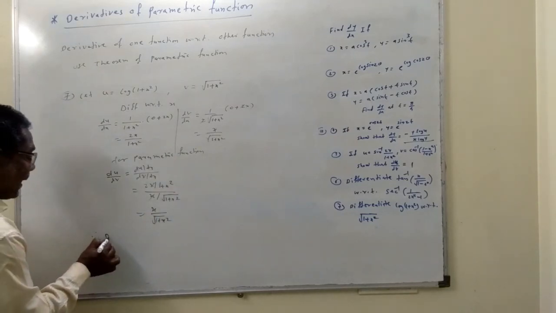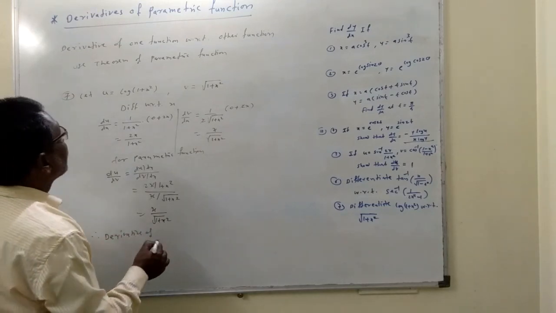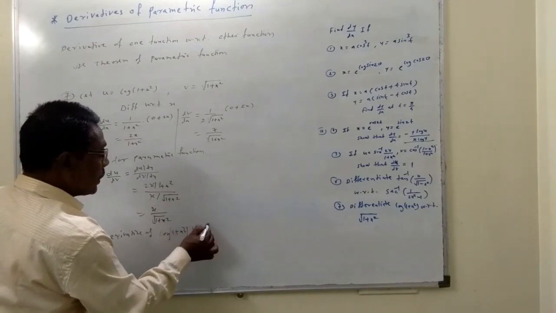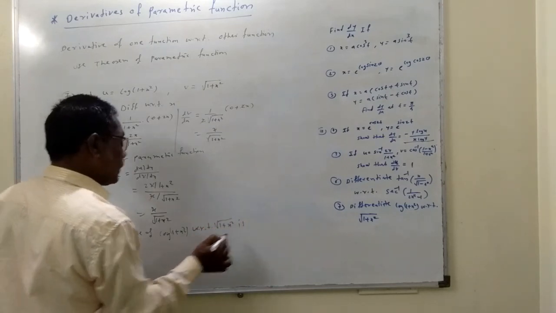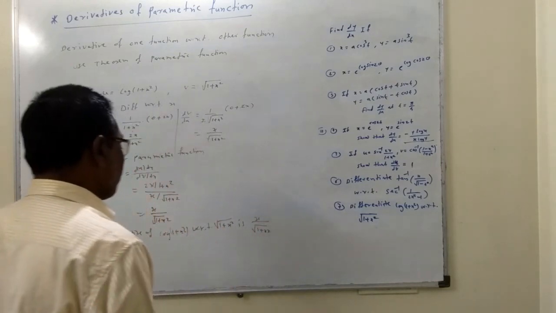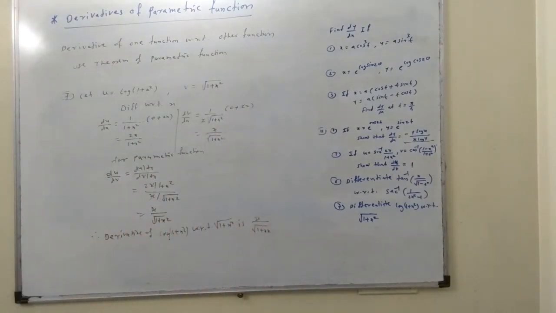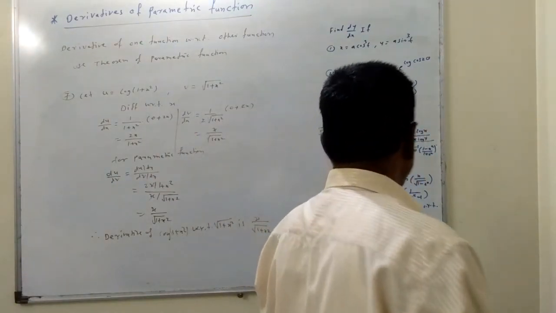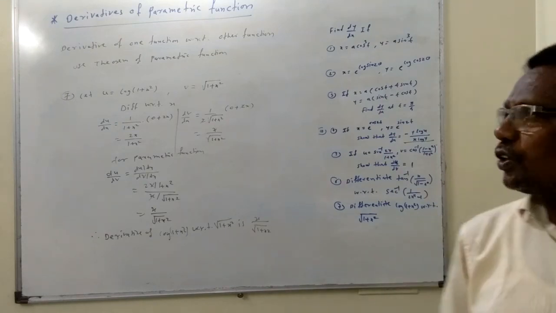So therefore the derivative of log 1 plus x square with respect to root 1 plus x square is x divided by root 1 plus x square. So like this you want to interpret the result when we find the derivatives of one function with respect to another function. So this is about how we find the derivatives of these parametric functions.